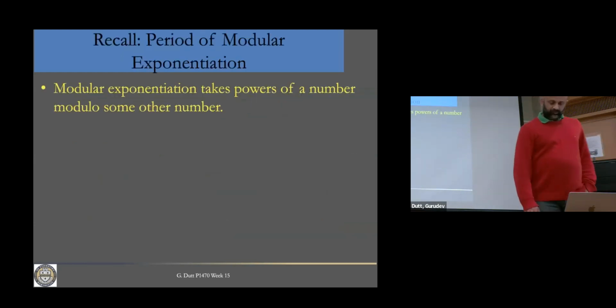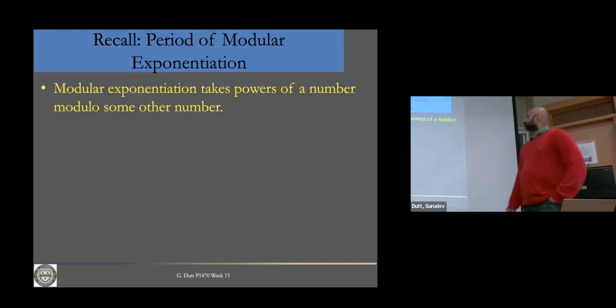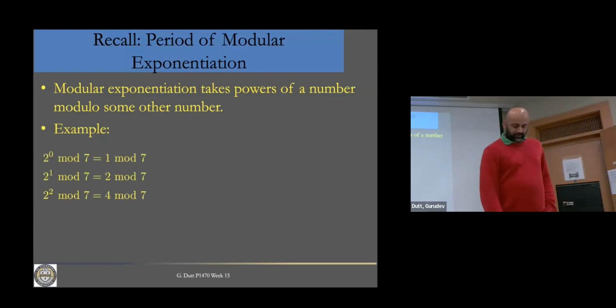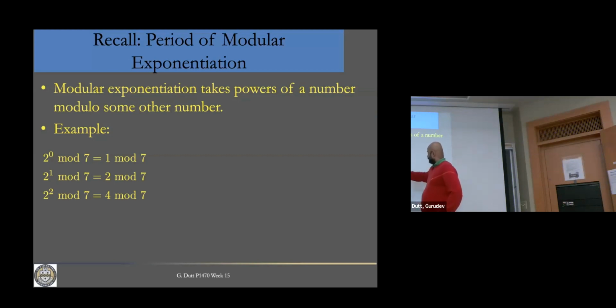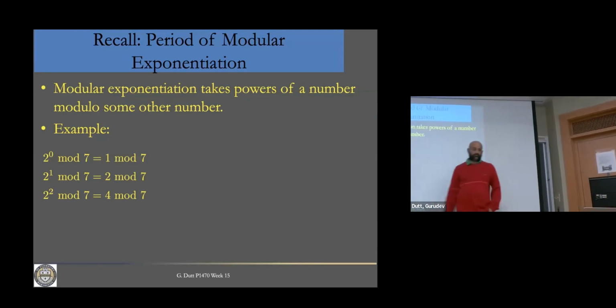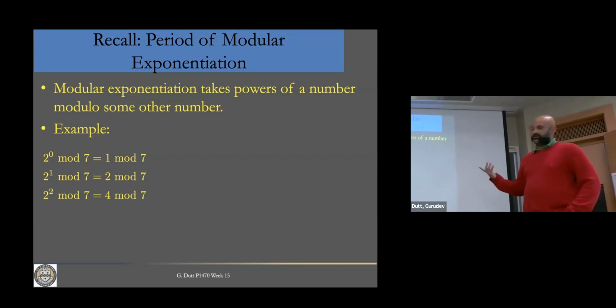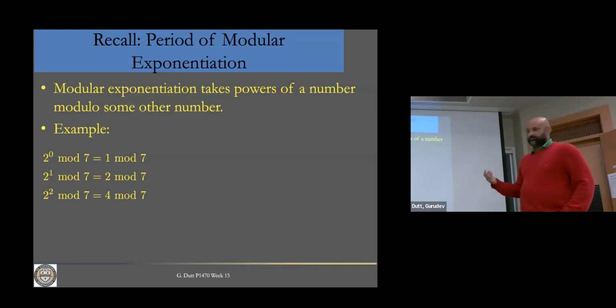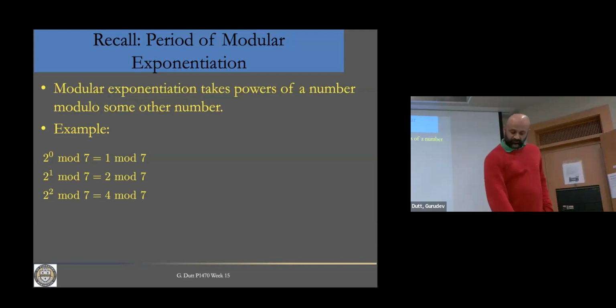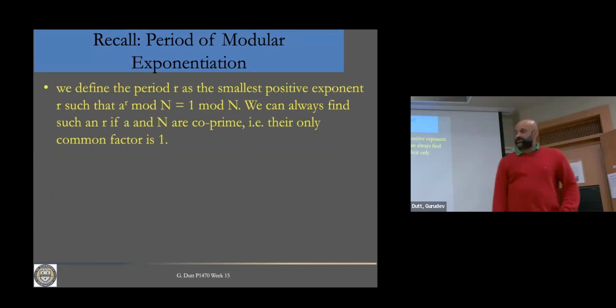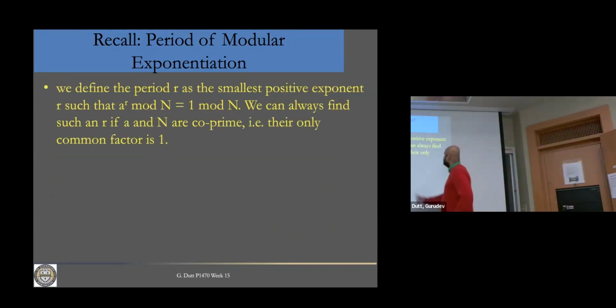Okay, so modular exponentiation, just to recall, it's an arithmetic operation where we take the power of a number and then modulo another number, modulo meaning find the remainder after division by that number. As you can see here, 2 to the 0, which is 1, modulo 7 will give you 1. 2 to the 1, modulo 7 will give you 2. 2 squared, mod 7 is 4, etc. If you keep going, we see that the pattern 1, 2, 4, 1, 2, 4 keeps repeating. And the length of that repeating sequence is called R, and it's called the period.